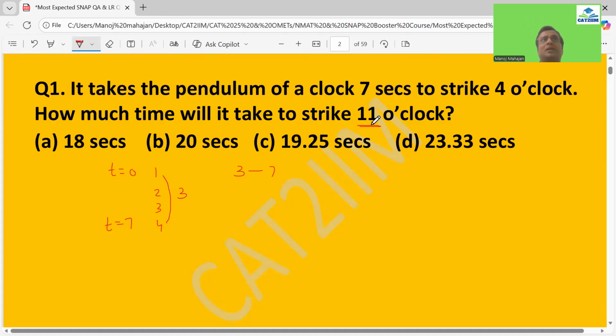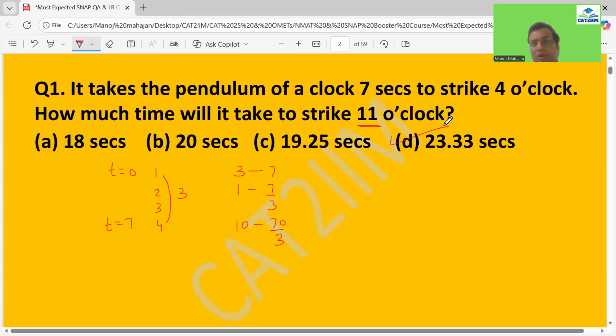So again, at the start, 1 strike would happen. So we have to calculate how much time would be taken for 10 strikes. So for 3, it is 7 seconds. So for 1, it would be 7 by 3. I'm using the unitary method. For 10, it would be 70 by 3.